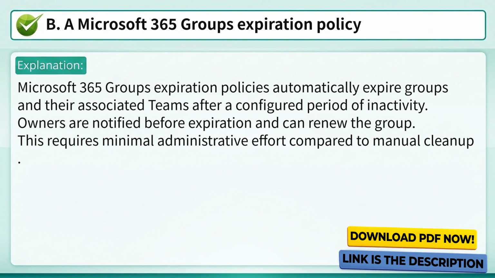Explanation. Microsoft 365 Groups expiration policies automatically expire groups and their associated teams after a configured period of inactivity. Owners are notified before expiration and can renew the group. This requires minimal administrative effort compared to manual cleanup.